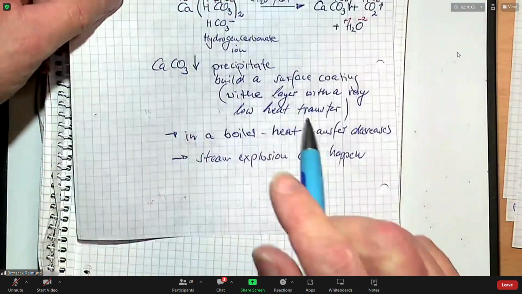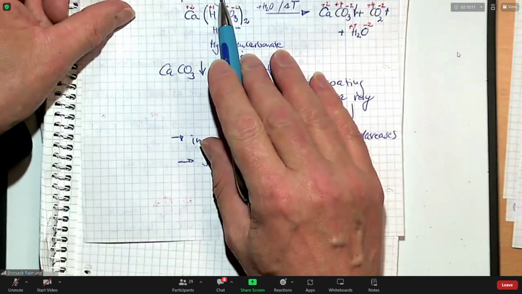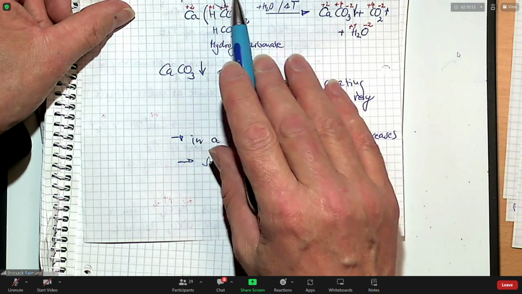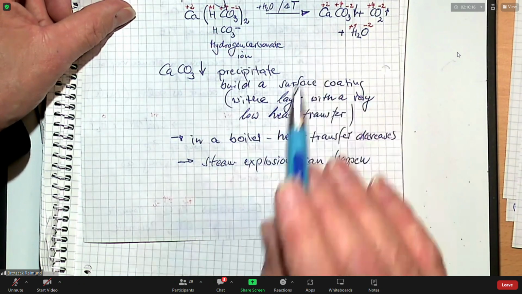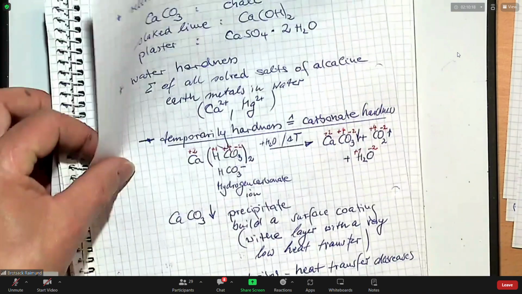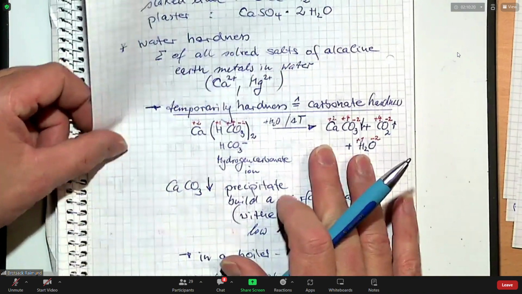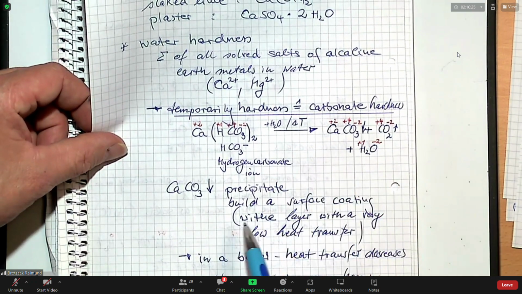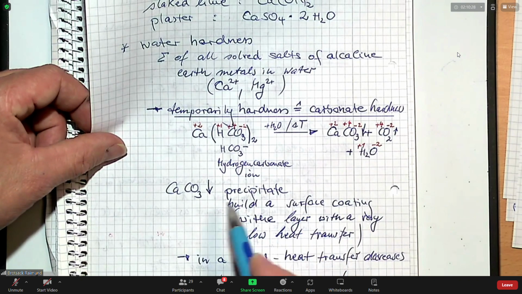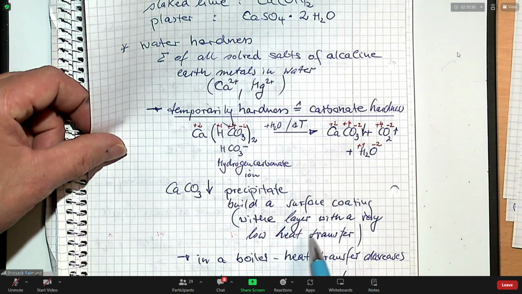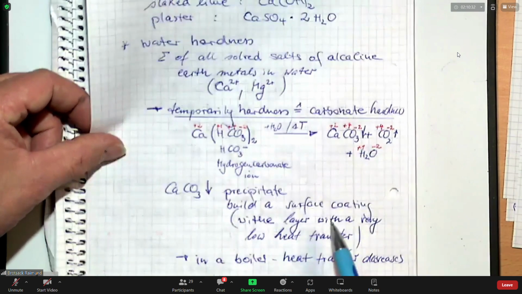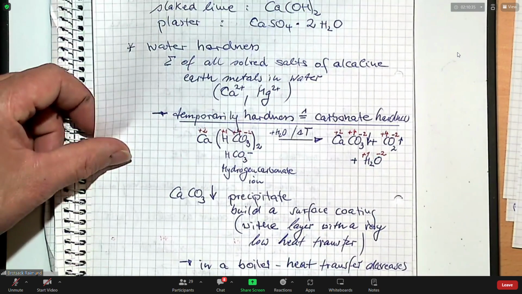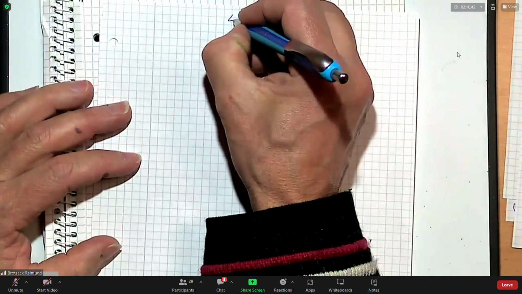Let's now distinguish. Temporary hardness, please keep in mind, that's the carbonate hardness. We can remove it via cooking. The problem is the surface, the precipitation, and then the decrease of the heat transfer. But the water itself has less hardness afterwards. The permanent hardness, you cannot remove via cooking.